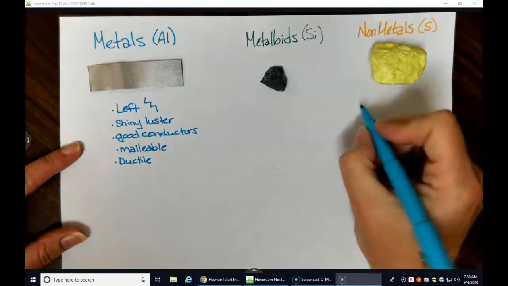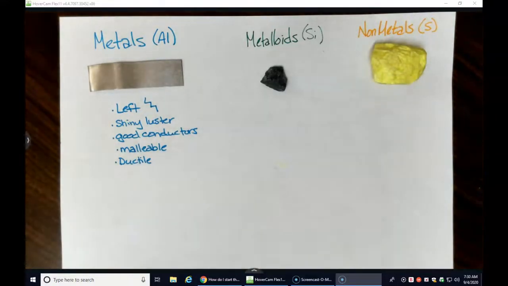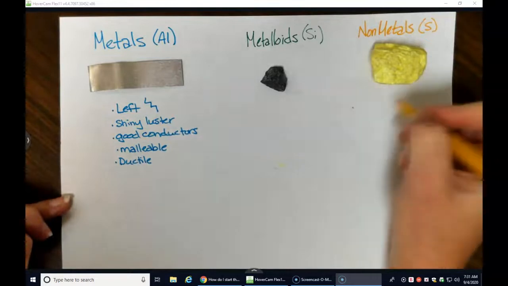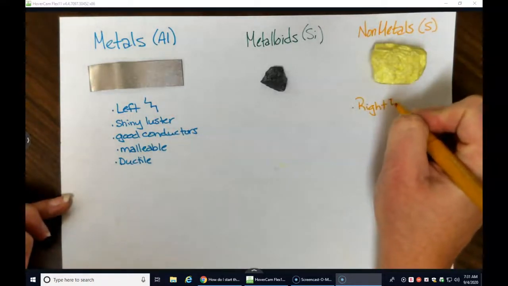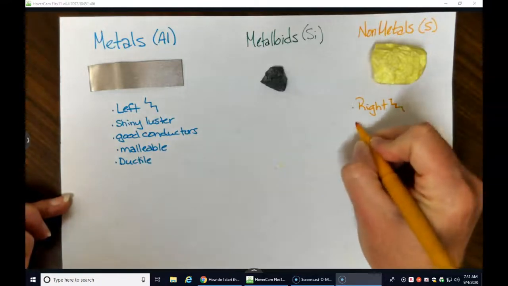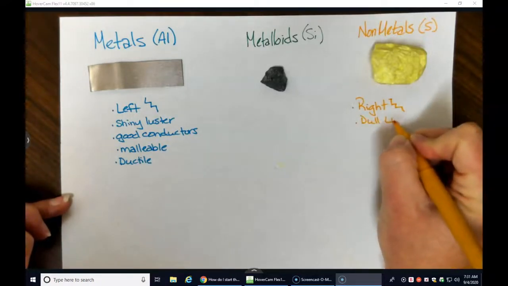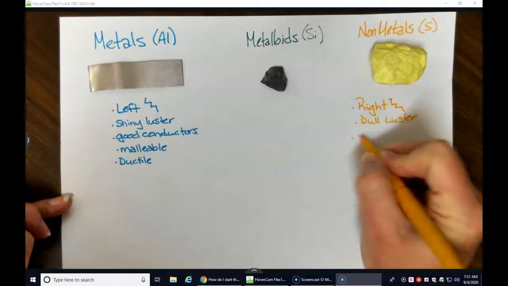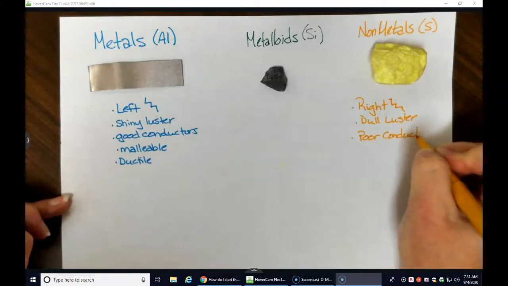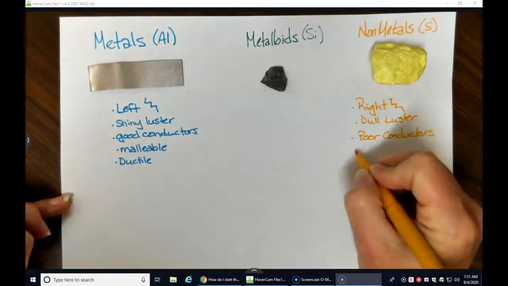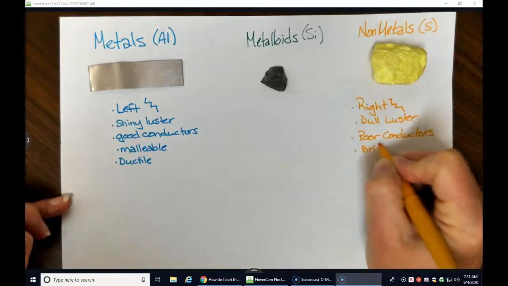Then we have our nonmetals, which are located to the right of the zigzag line. They have a dull luster. They are poor conductors. And they are brittle.